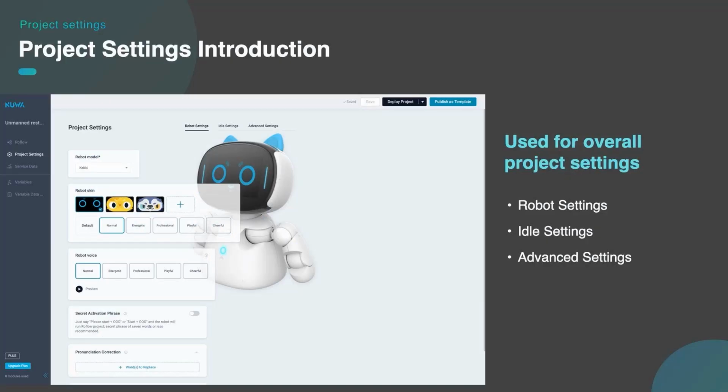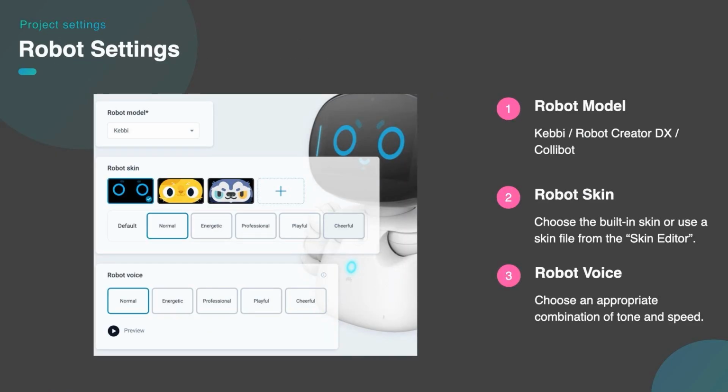After entering an individual project, you can find the corresponding tab in the left sidebar and click to enter. The project settings are divided into robot settings, idle settings, and advanced settings. First, in the robot settings, you can set the robot model, robot skin, and robot voice in order. The robot models include Kebi, Robot Creator DX, and Colobot. The first 2 can be interchanged, but cannot be changed to Colobot.